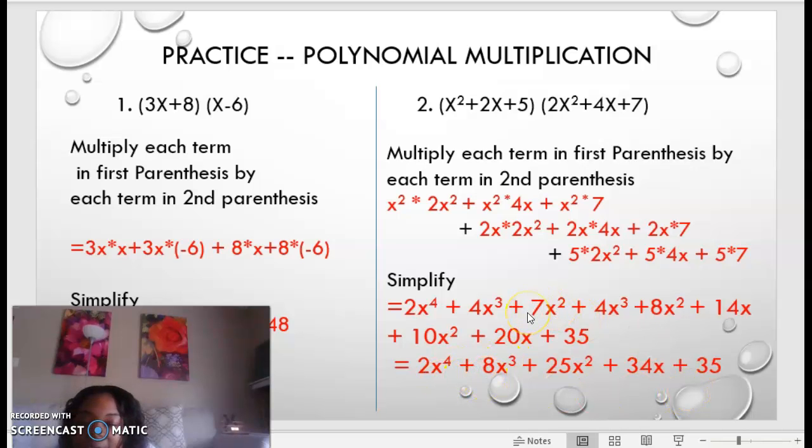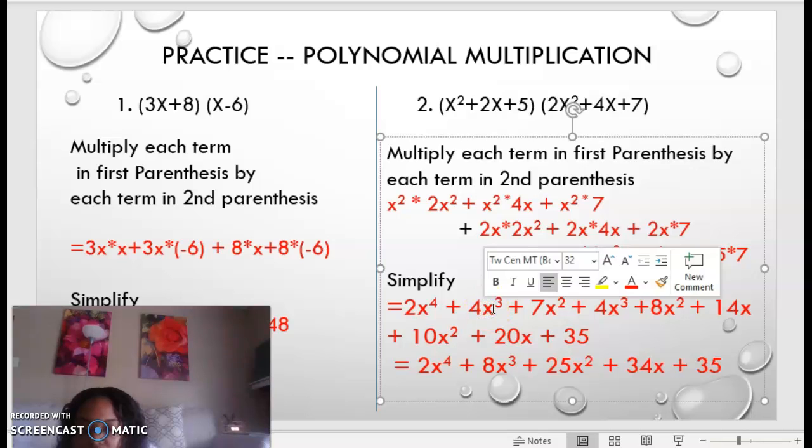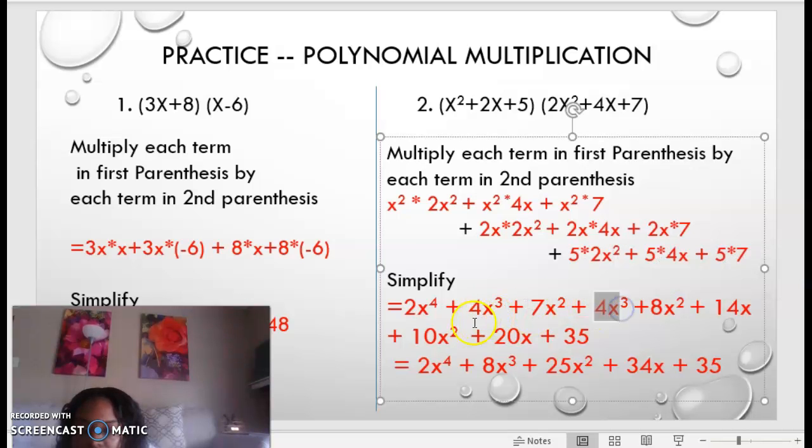Again, remember, once you're adding, you can only add things with the same exponent. So I can't add these two because this has an exponent of 3 and this has an exponent of 2. So I can't add these together. But I can add this 4x cubed and this 4x cubed. That's going to give me 8x cubed. Okay.